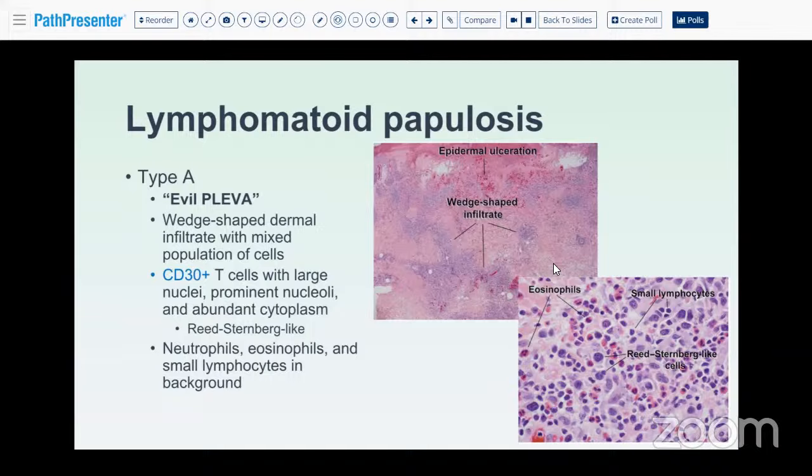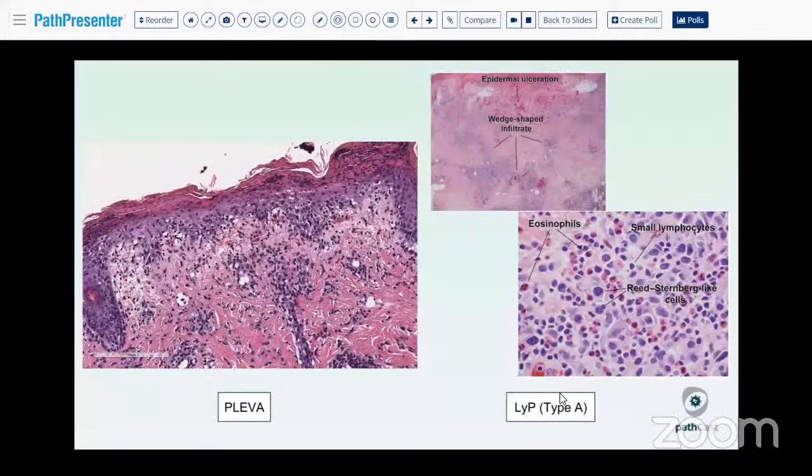So we also get these kind of ulcerated multifocal lesions, also happens in young people. So they look similar. And histologically, there are some similar features as well. It is also a wedge-shaped infiltrate with a lot of T cells. In this case, though, we get these enlarged CD30 positive T cells that may have Reed-Sternberg-like features. Here, the inflammatory infiltrate is a little bit more polymorphous. So there are often neutrophils, eosinophils, and background small lymphocytes in the mix as well. PLEVA versus LyP type A, so-called evil PLEVA.